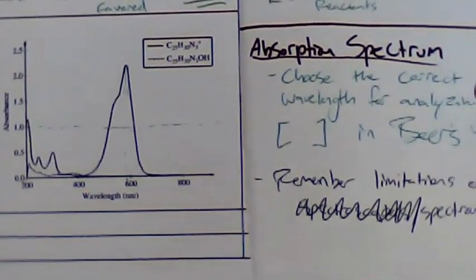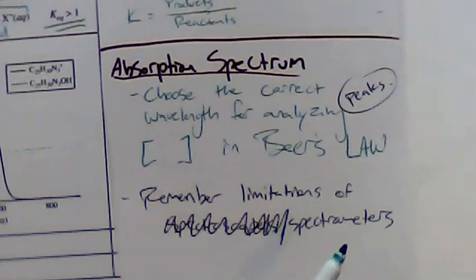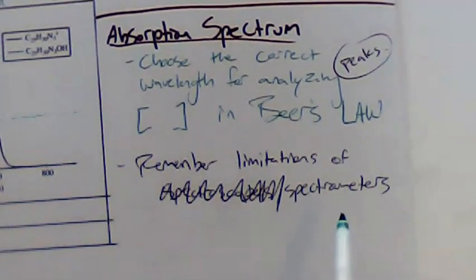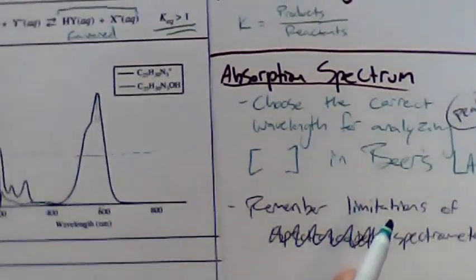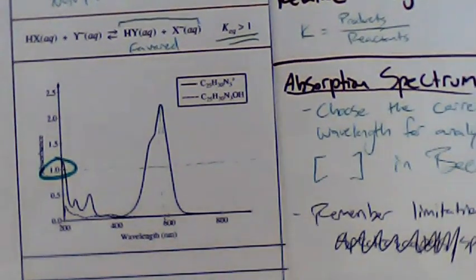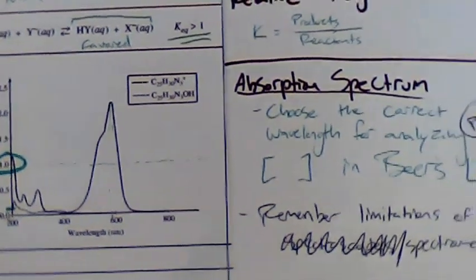And then we end with absorption spectrum. This relates to Beer's law. Remember, we are looking at peaks to figure out what wavelength we should pick to analyze things in Beer's law. Remember, our spectrometers do have limitations. For us, if the absorbance was greater than 1, it was kind of garbage. So you want to keep between 1 and 0.2 to get good, accurate data.